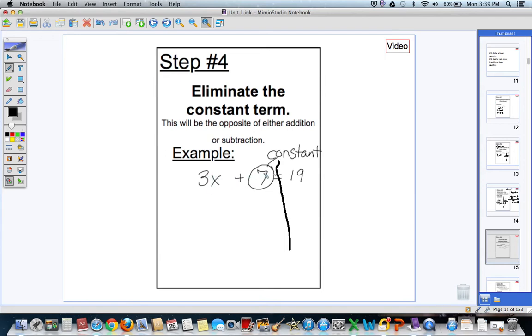So to get rid of my 7, since there's a plus here, we do the opposite. That's subtract. We have to do it to both sides. 7 minus 7 is 0. This is going to cancel out. I'm left on this side with 3x. I still have my equal sign. 19 minus 7 is 12.